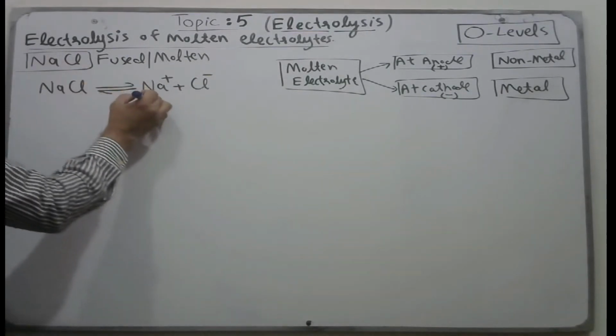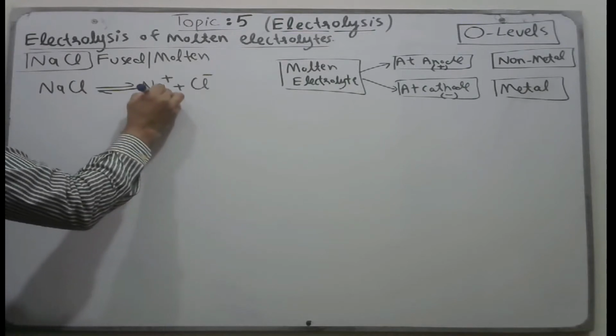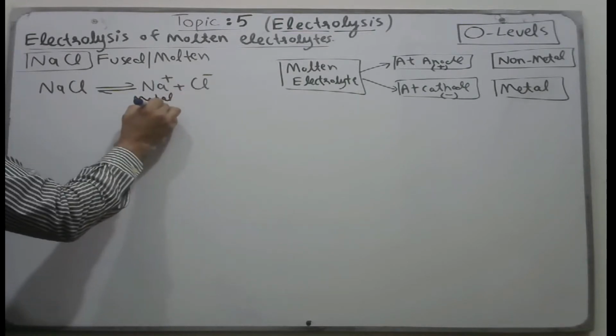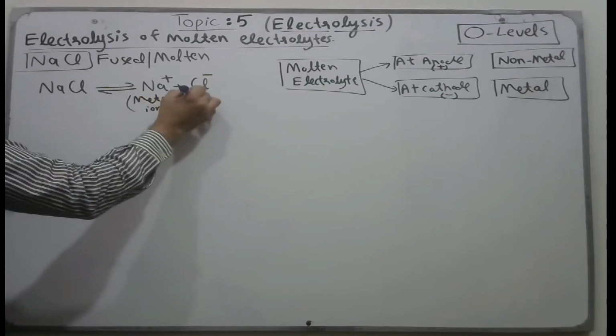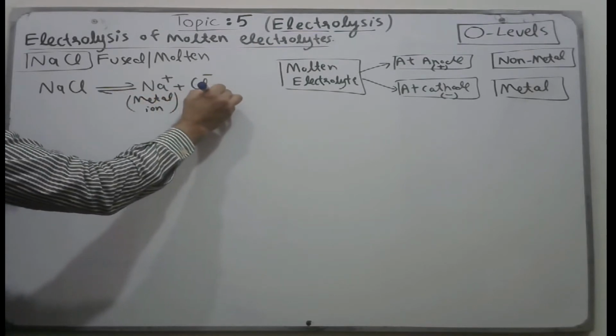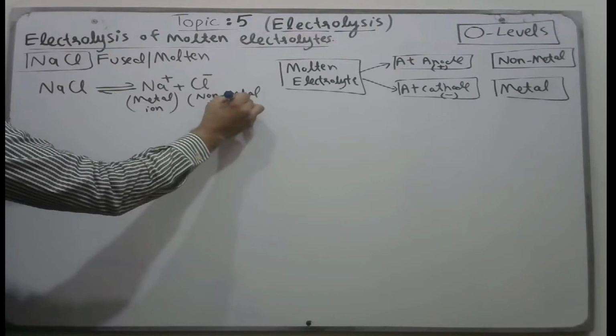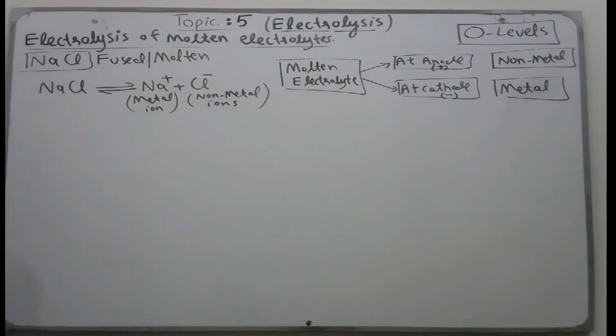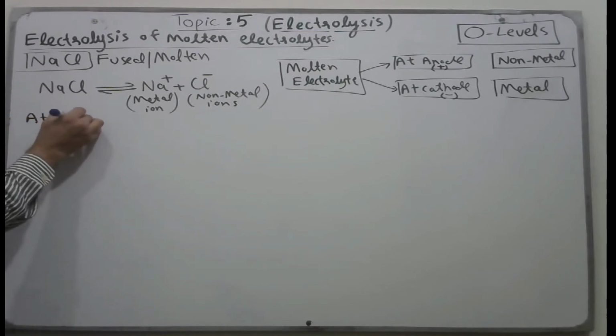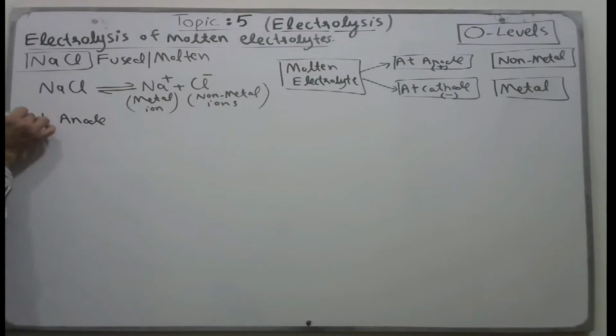The positive ions are named metal ions, and negative ions are always the non-metal ions. We take different examples here to clear the concepts. Now, during electrolysis, there are two reactions, at the anode and at the cathode.